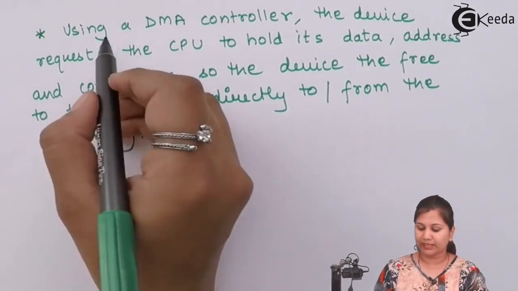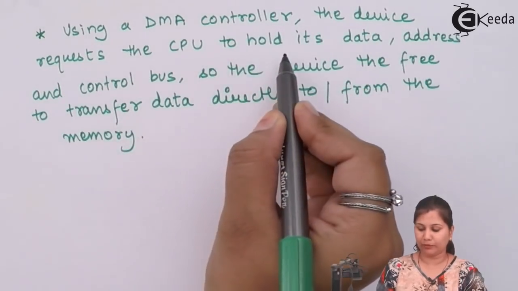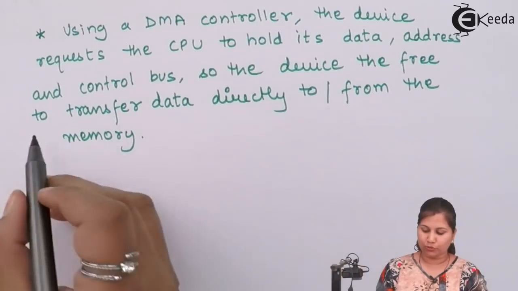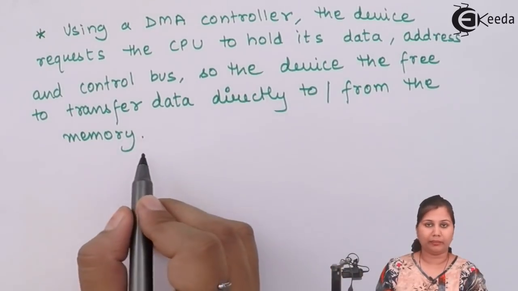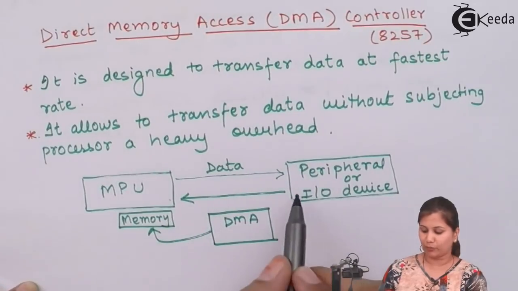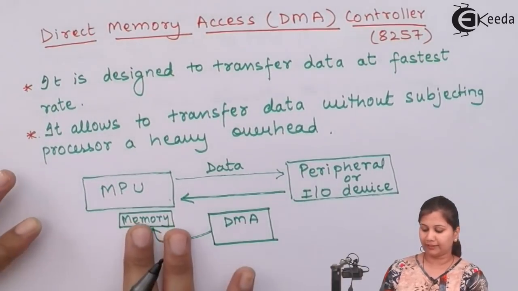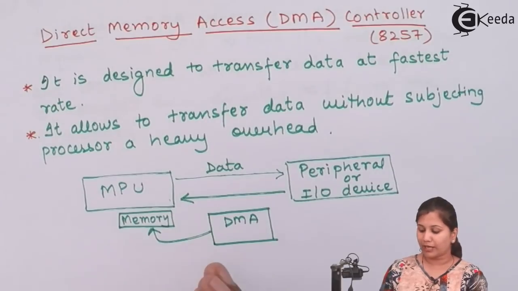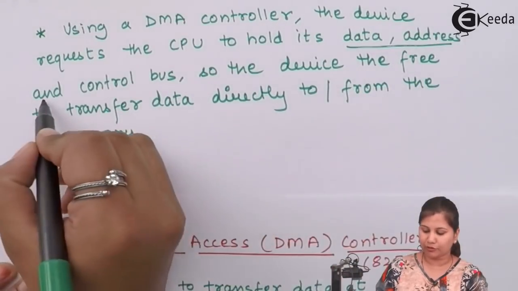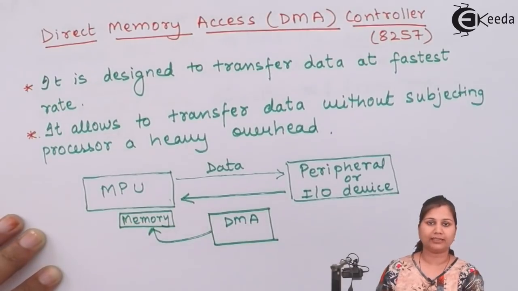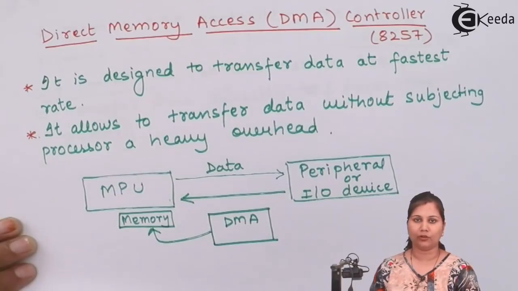As I have said, using the DMA controller, the device requires the CPU to hold its data, address and control bus so that the device is free to transfer the data directly to and from the memory. So here in this diagram, using this DMA controller, the device requests the microprocessor CPU to hold its data, control and address buses to the DMA. That means it relinquishes its control and gives that control to the DMA controller, so that using these data, address and control buses and access to the memory of the microprocessor, it can transfer the data between the input output device and the processor.